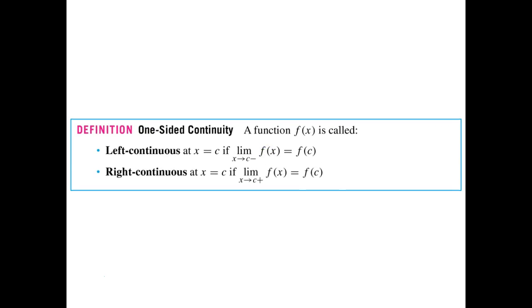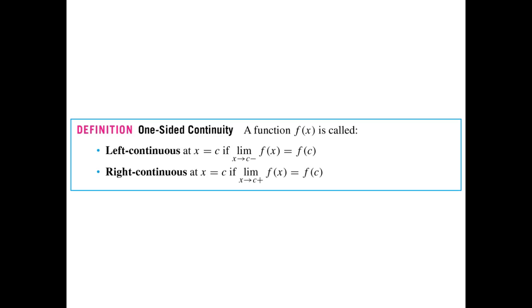A function f is called left continuous at x equals c if the limit of f of x as x approaches c from the left is equal to f of c. In other words, if that endpoint there is equal to that, that is a left continuous function. It's right continuous if the limit as x approaches c of f of x is equal to f of c. In other words, if that one's colored in, that is a right continuous function.